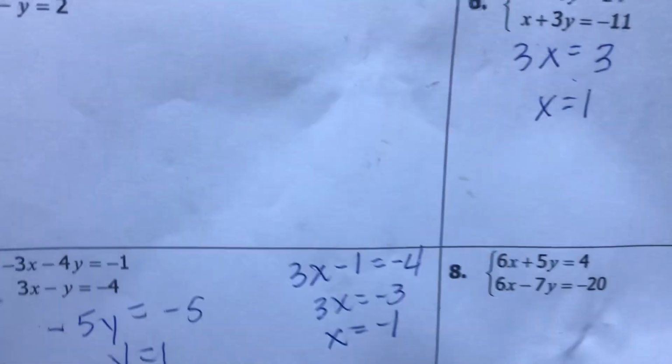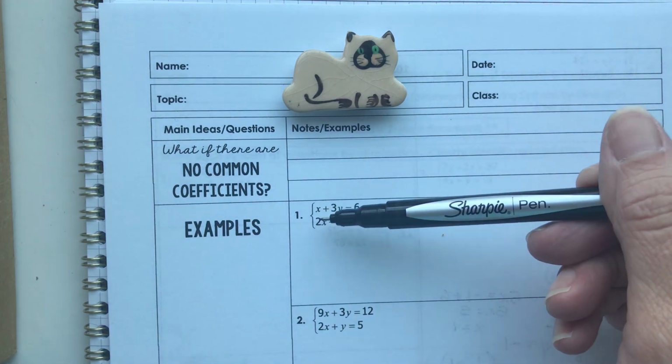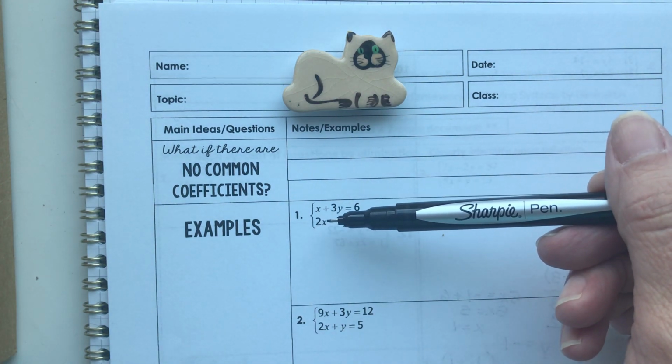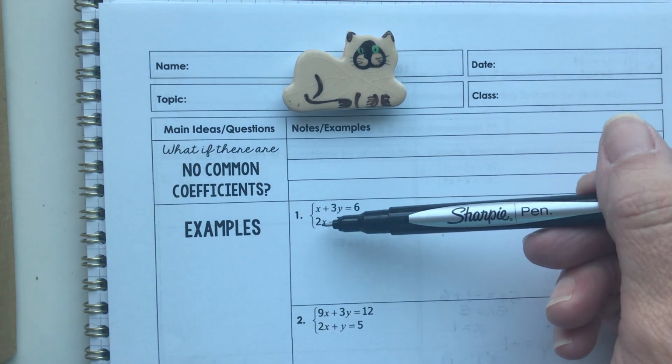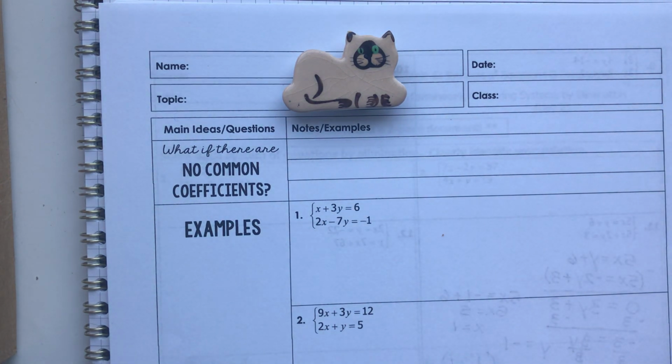So let's talk about what happens if we don't have common coefficients. If I look at number 1 here on my example, even if I subtract these, the x's are not going to cancel out. Even if I add them, those x's won't cancel out. And same story for the y's. So what if there are no common coefficients?